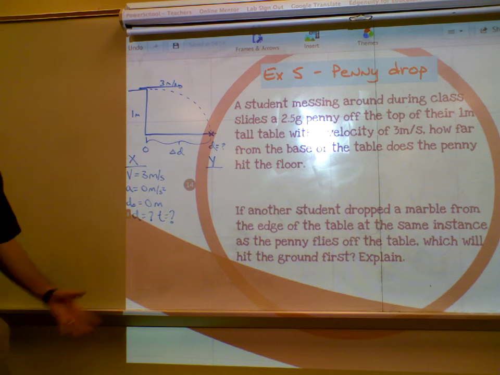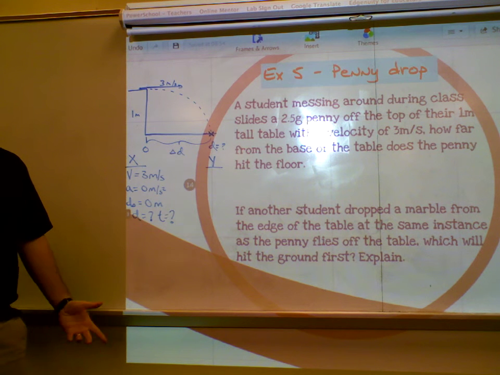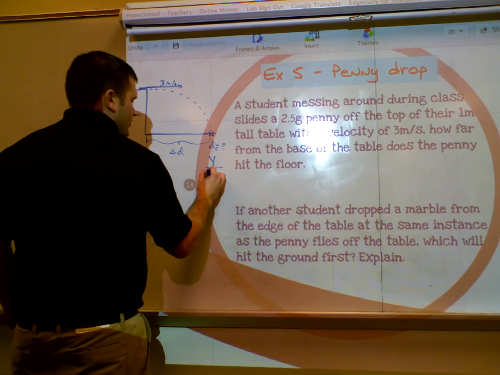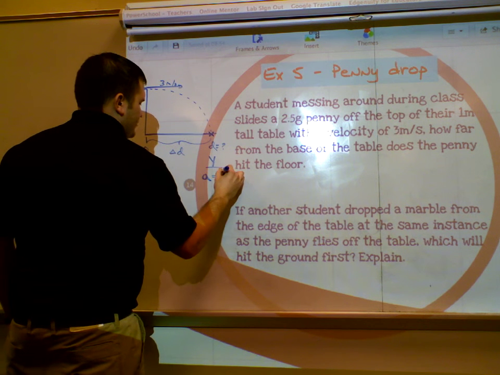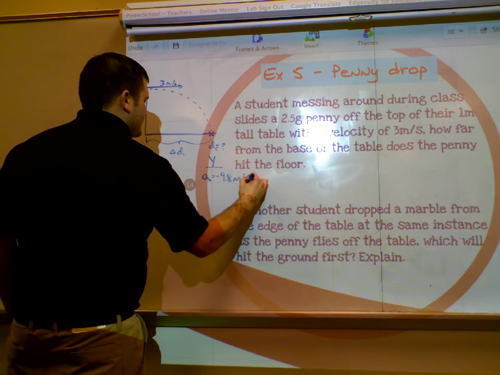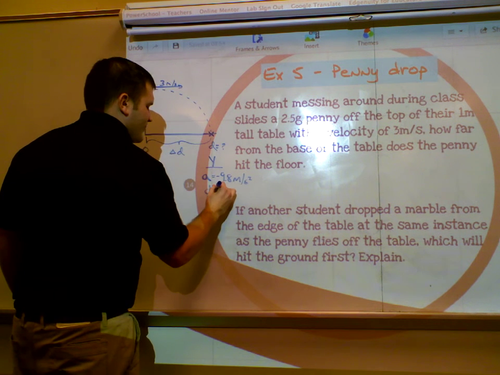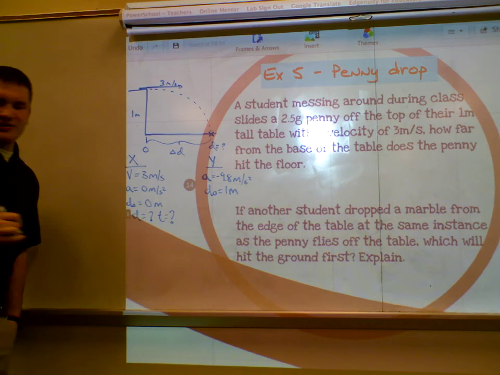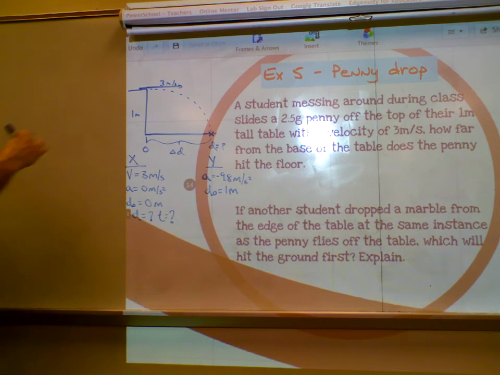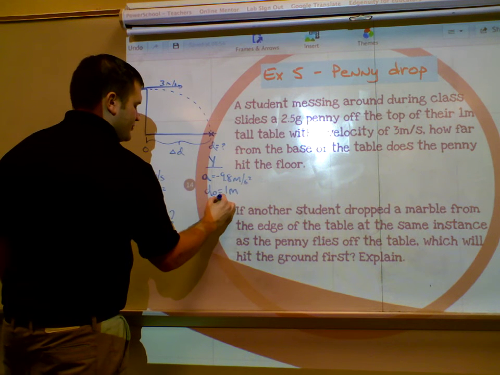Alright. Y direction. What do we know? What's the acceleration? Positive or negative? Negative. That means we're calling up positive. Yep, there we go. Anything else? We do know some other stuff. What's our initial position? 1 meter. Good job, Kyle. What's our final position? 0, because we end up on the ground.